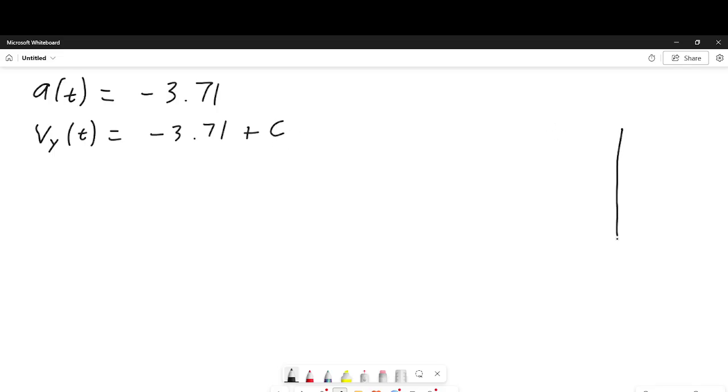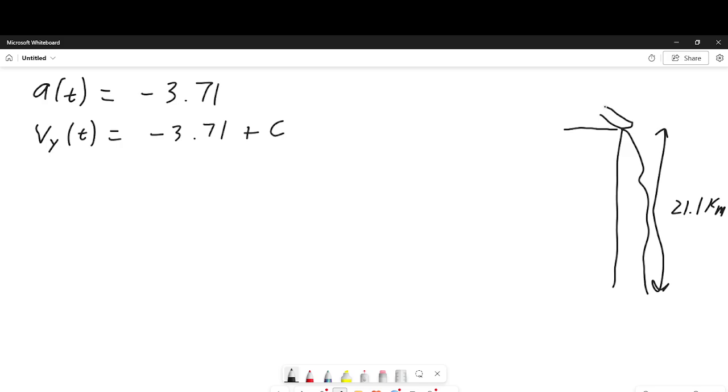Now let's think about what we are describing here. Here's this mountain. It's 21.1 kilometers high. We have a cannon here that shoots at an angle of 30 degrees. And we're not going to worry about how far it's going horizontally. We're just going to focus on the vertical distance. So, it was shot at a speed of 40 meters per second.